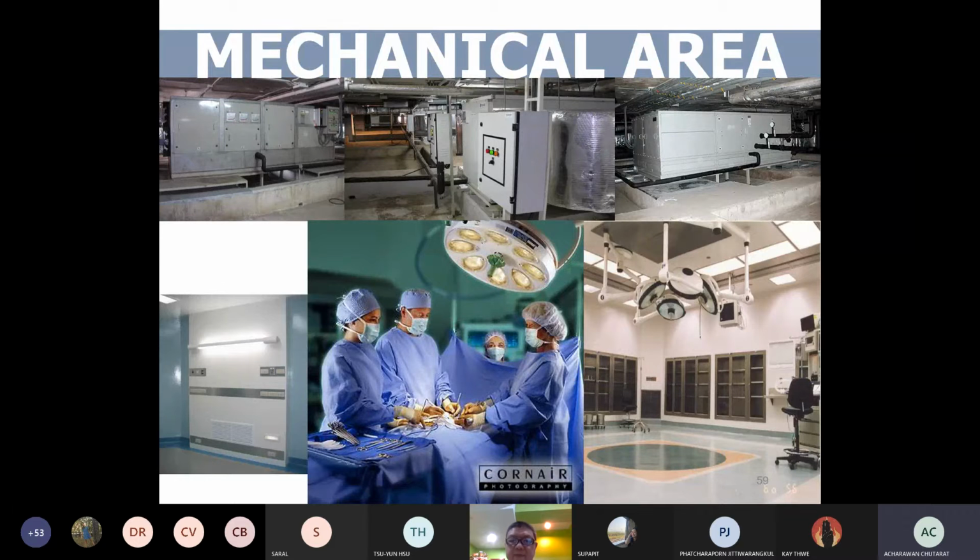What is the space required? As much as we can. That's a floor designed for all the systems above. But this one, I can say that it's quite compact. Actually, they should not do it like this. They should have more space. But for hospitals in Thailand, it's like this. It's normal.